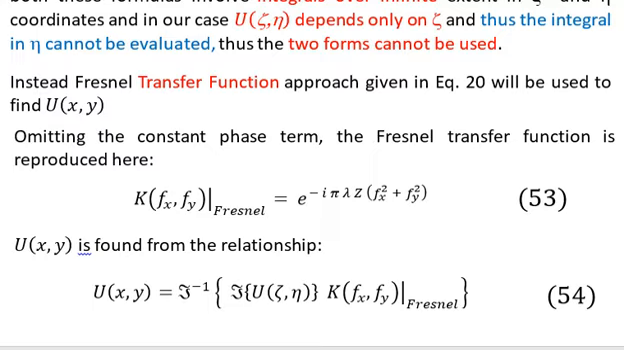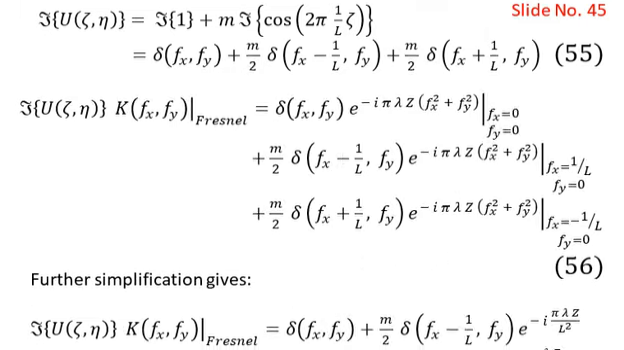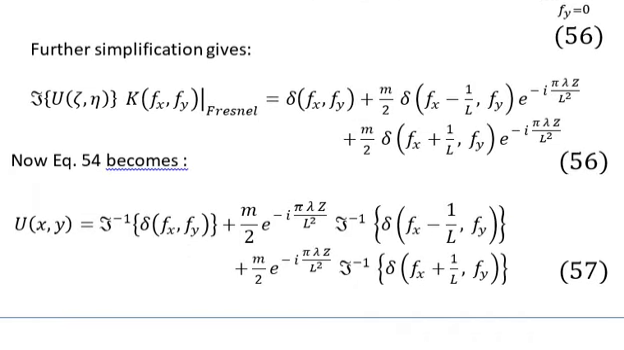And you know that we have evaluated equation number 54, the part which is lying within the curly bracket, and now we have to take the inverse Fourier transform of this quantity to get the field. So let's proceed further.